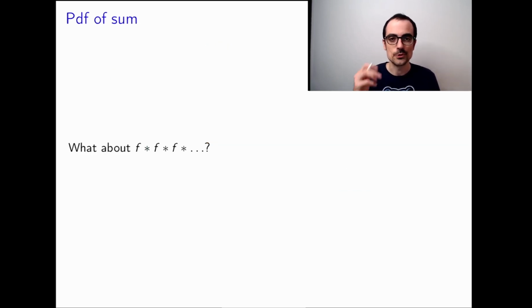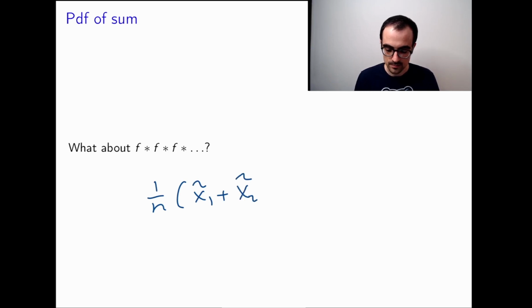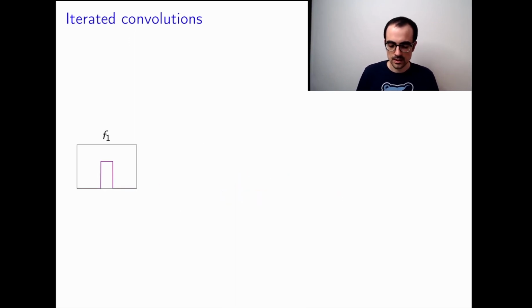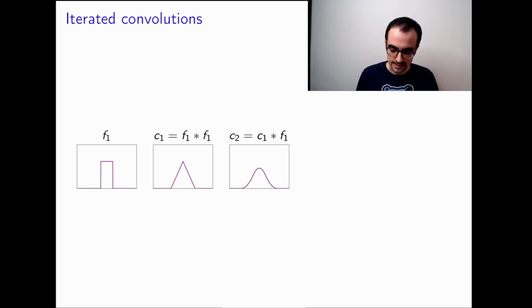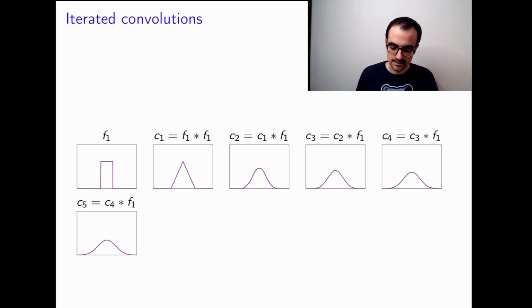So what happens if you compute the distribution of the sample mean, which at the end of the day is 1 over n times x1 plus x2 plus x3 and so on? Every time we sum, again, we're convolving by the same PDF. What happens? Here I'm going to show you numerically. We start with this PDF, and we're just going to convolve it over and over. The result of convolving it once is this. Now I convolve it again with F1, and again, and again, and again.